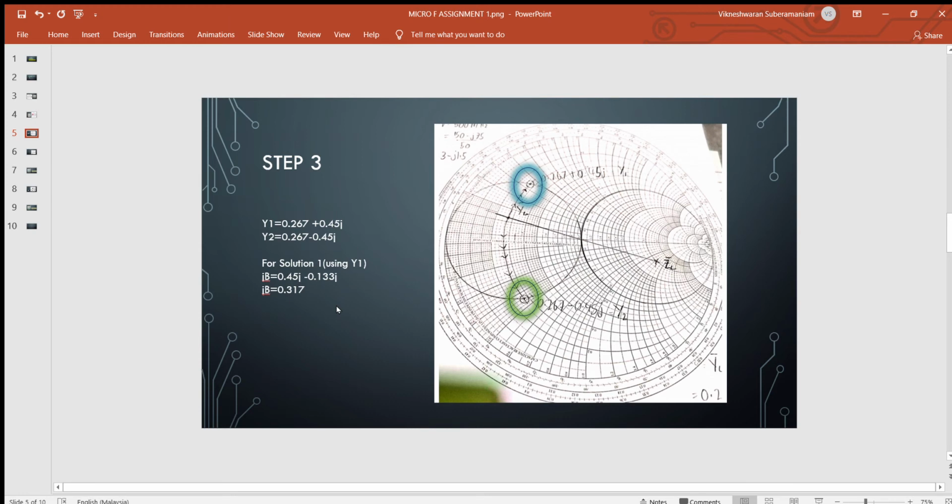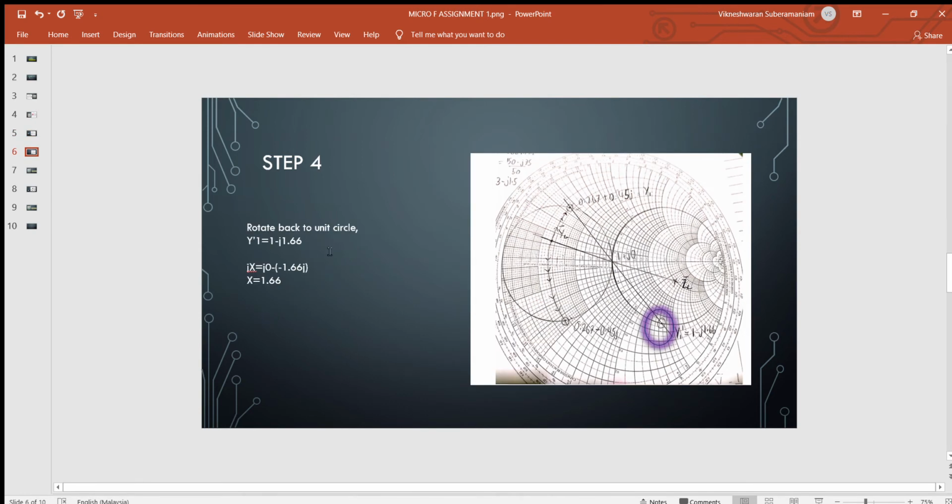Let's use y1, which is in the blue circle, where we can find the b value by taking the imaginary part and calculating the distance between the admittance and y1, where we got the value of 0.317. The next step is to rotate the y1 point back to the unit circle, and as you can see, we get y1 equals 1 minus j1.66.